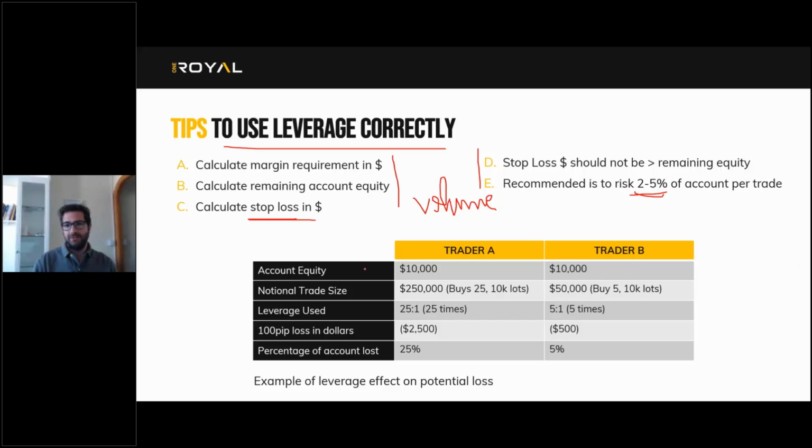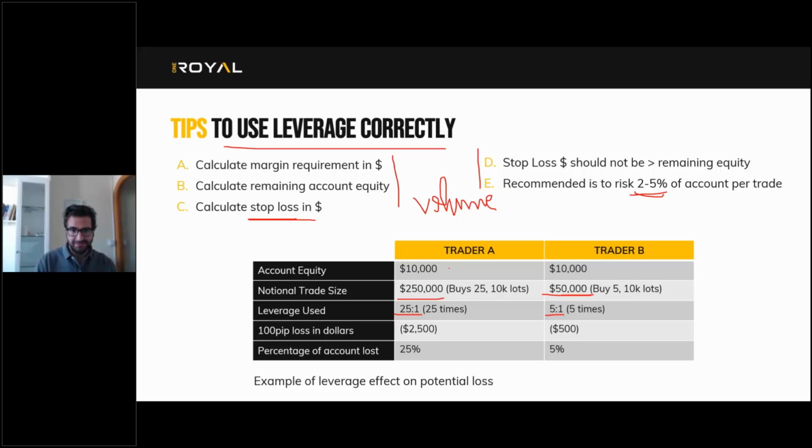Here we will give you an example of two traders that are willing to use two different leverages, with different numbers of lots. Here we'll show you the leverage effect on potential loss. We will show you the loss if you use the leverage in a bad way, the difference, and how the leverage will affect your losses.